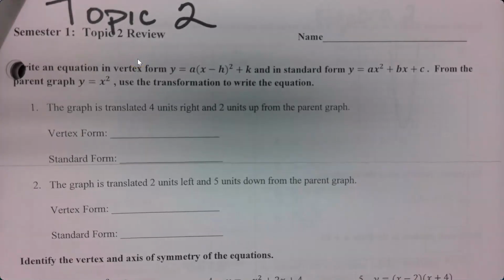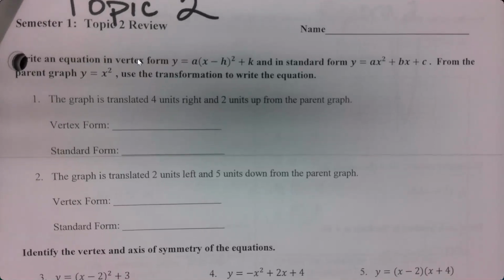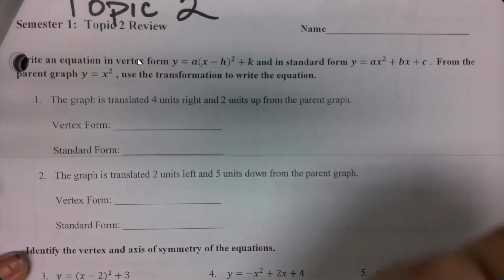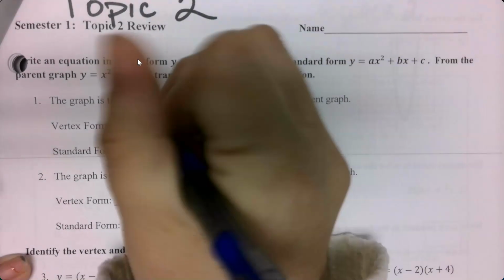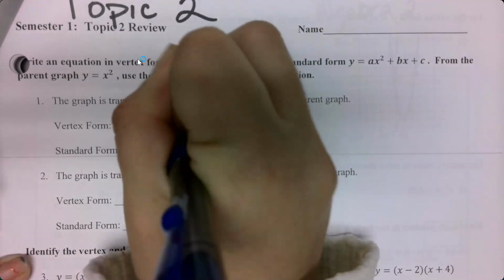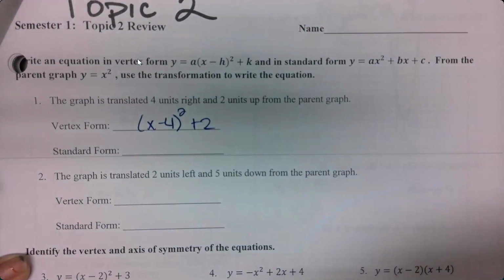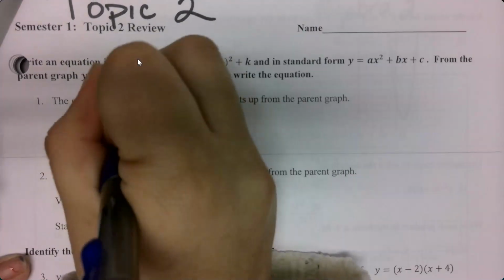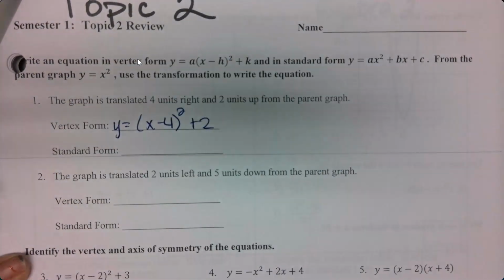Okay. This next one wants me to write an equation in vertex form, y equals a times x minus h squared plus k, and in standard form, y equals ax squared plus bx plus c. From the parent graph, y equals x squared, use the transformation to write the equation. So number one says the graph is translated 4 units right. So I am going to have x minus 4 in the parentheses. And then it says it's 2 units up, so I'm adding 2. There is no a value because there's no vertical stretch. This is what it is.